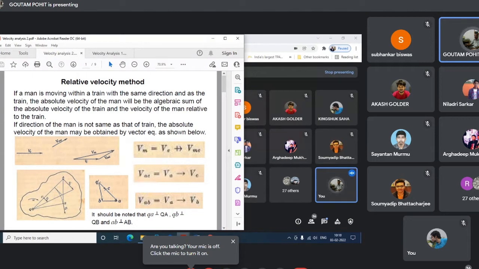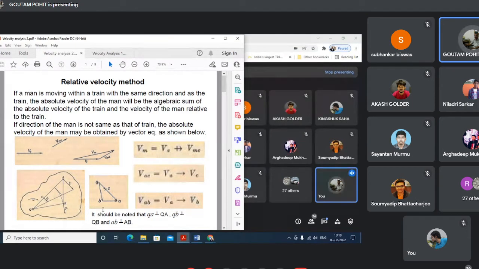Whenever we start anything for the absolute velocity, it will start from that point Q. That is, we call it the pole. So we'll take a distance QB, which will be equal to, in some scale, the magnitude of VB, and it will be parallel to the direction of VB. So this will represent the absolute velocity of the point B.